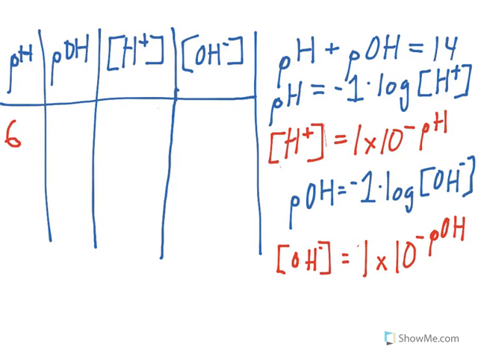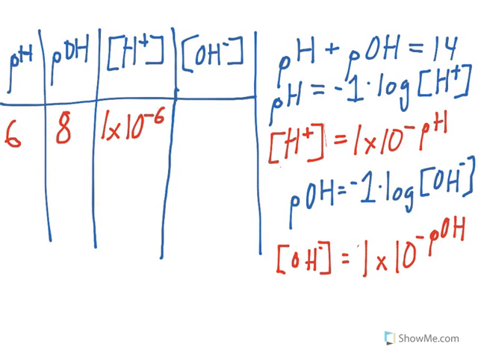Let's say the pH is 6. If they give us the pH, can we figure out the other three values? Well, yes. I look at the first equation at the top of the page, and it tells me the pH plus pOH is equal to 14. So if the pH is 6, the pOH has to be 8, okay? And the H plus ion concentration is going to have to be 1 times 10 to the negative 6.